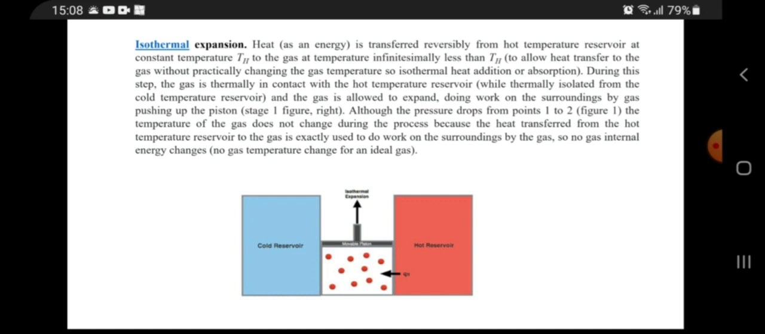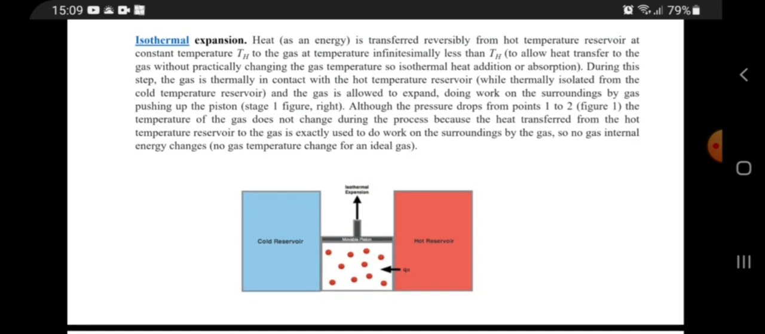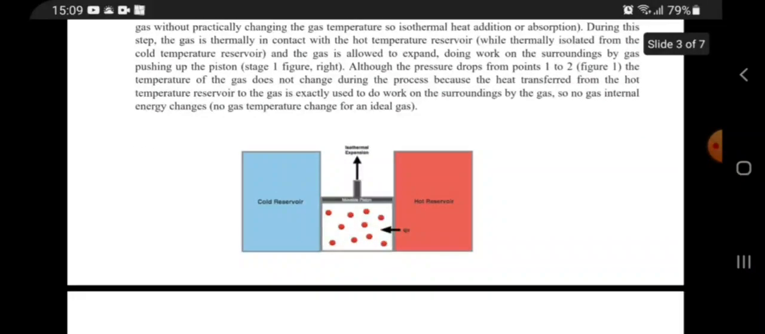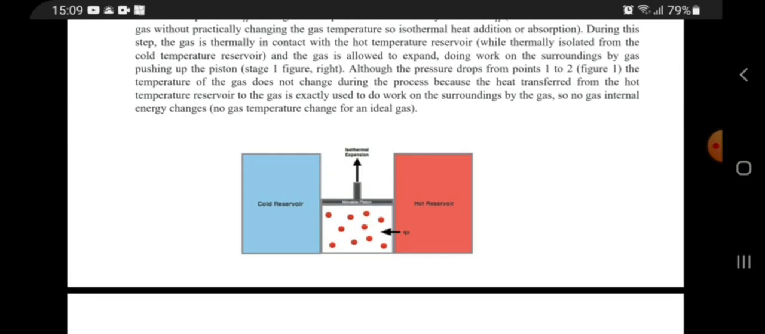Next, we have the process, because the heat transfer from the hot temperature reservoir to the gas is exactly used to do work on the surroundings by the gas. So there is no change in the gas's internal energy. See the diagram, that is the cold reservoir and hot reservoir, where the isothermal expansion is produced.